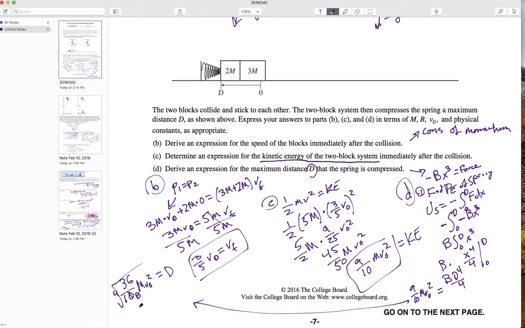This can be simplified to 18 over 5. So this could be termed the fourth root of 18 over 5 beta mv0 squared. And that would be sufficient to answer the question. Either one of these should be fine. So let's move on to part E.